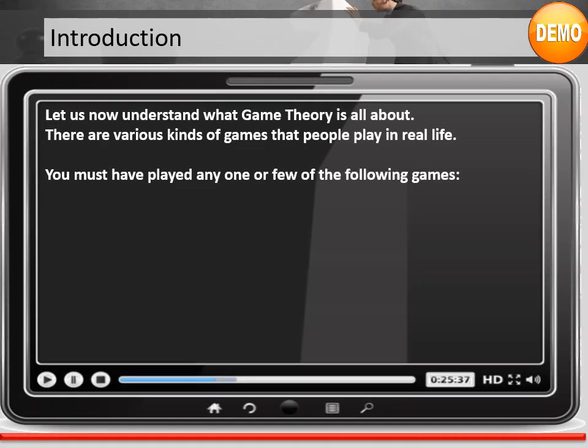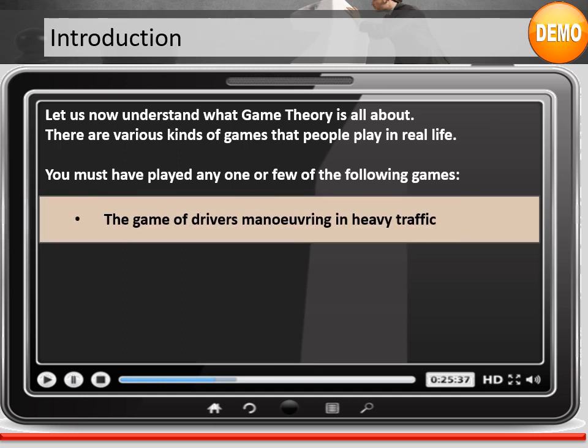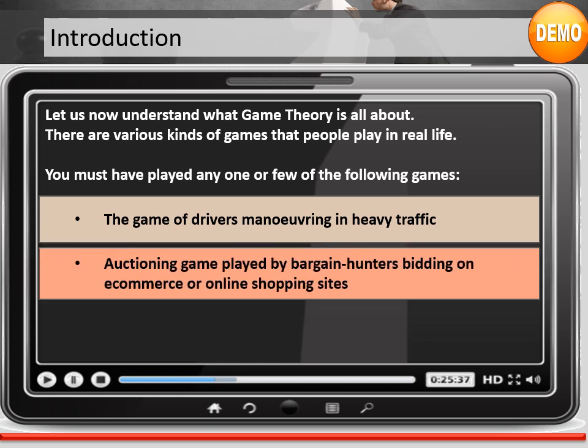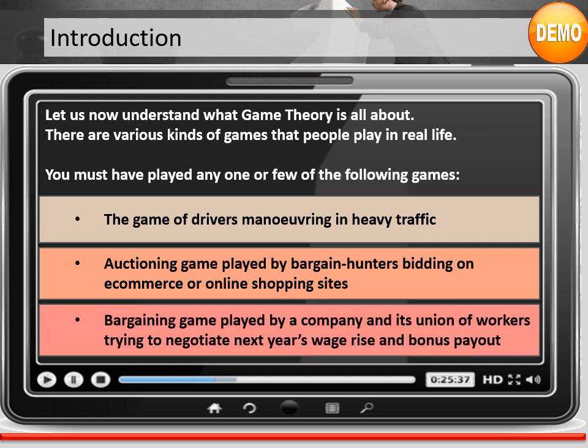Let us now understand what game theory is all about. There are various kinds of games that people play in real life. You must have played any one or few of the following games. The game of drivers maneuvering in heavy traffic. Auctioning game, played by bargain hunters bidding on e-commerce or online shopping sites. Bargaining game, played by a company and its union of workers trying to negotiate next year's wage rise and bonus payout.